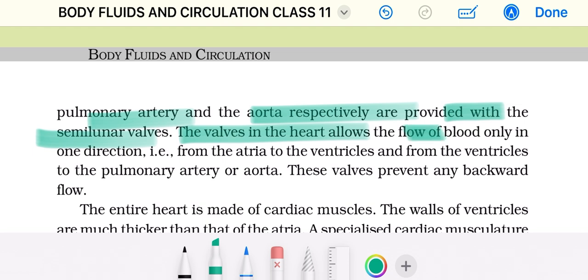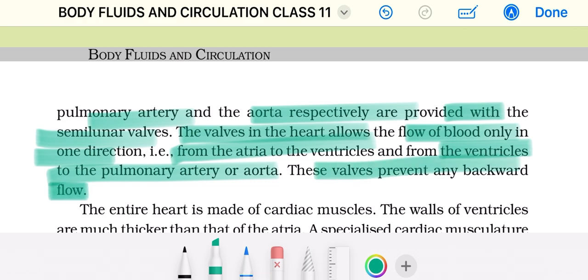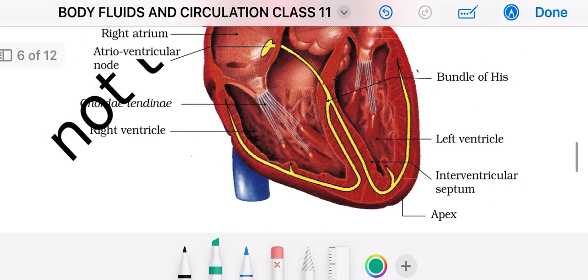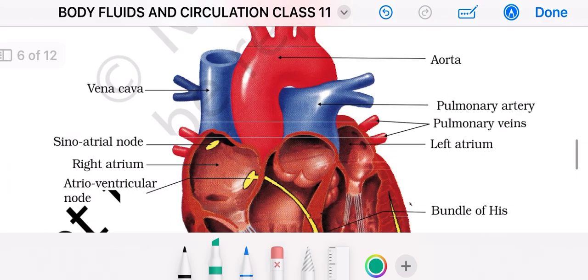The valves in the heart allow the flow of blood only in one direction, from atria to ventricles and from ventricles to the pulmonary artery or the aorta. These valves prevent the backflow. This is our heart, which is myogenic in nature.